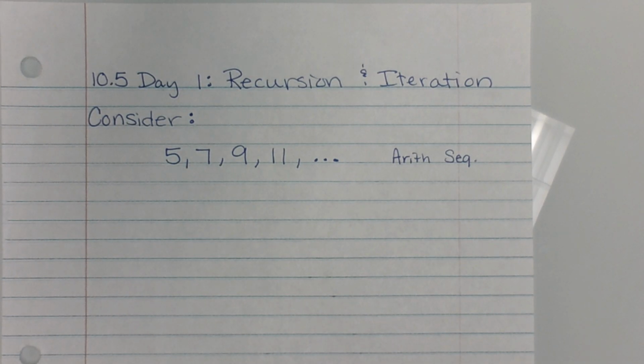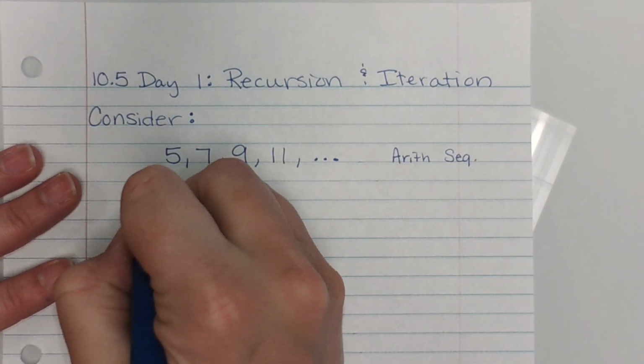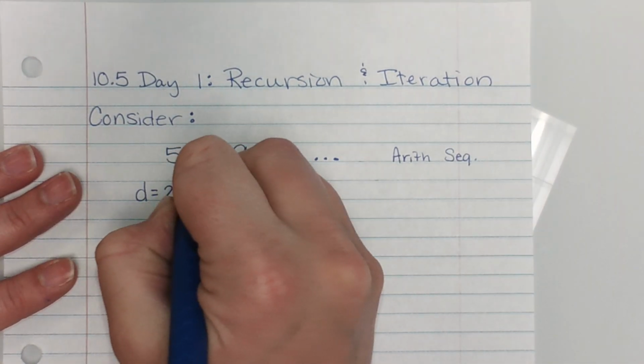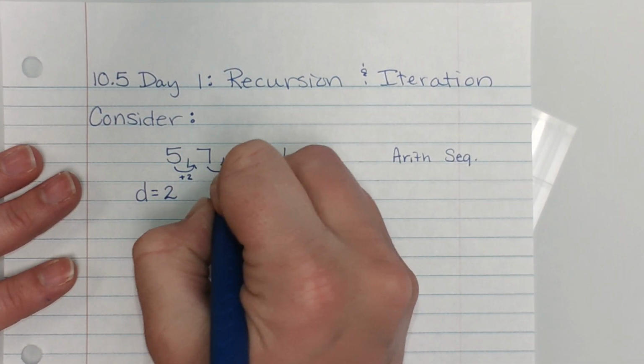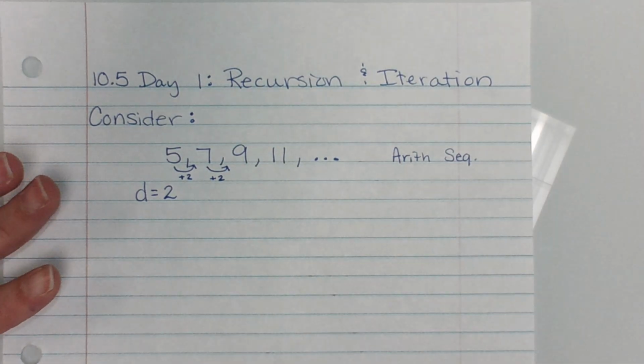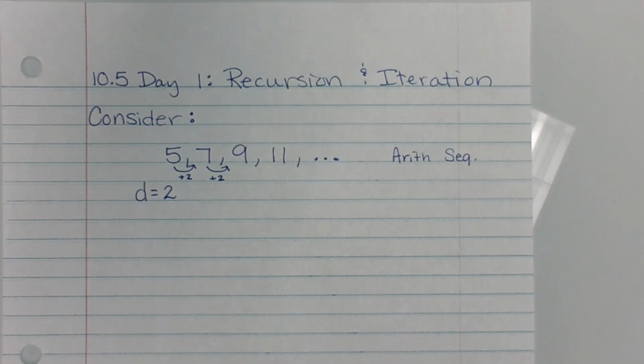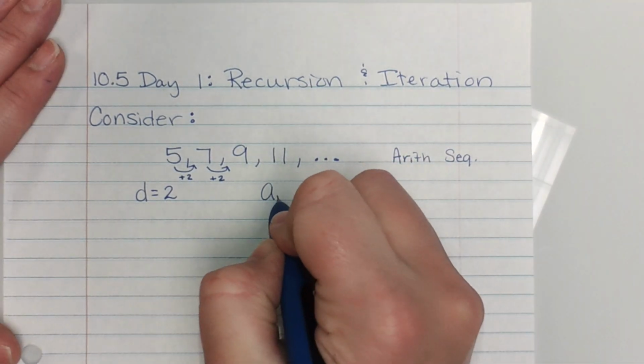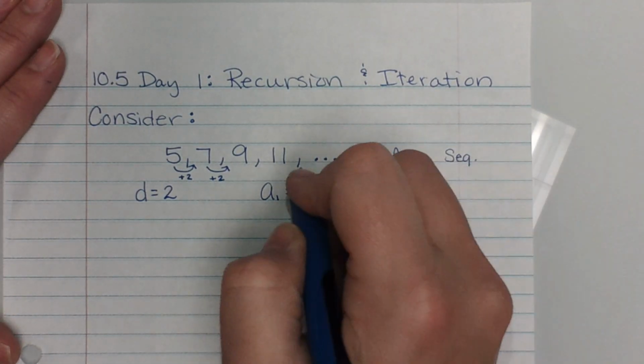It increases by 2, which is our constant difference for arithmetic. Okay, what else do we know? What's the other important thing we tend to talk about? How it increases and a sub 1 value, where it starts. A sub 1 is 5.